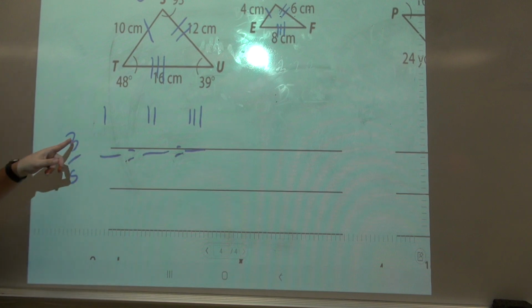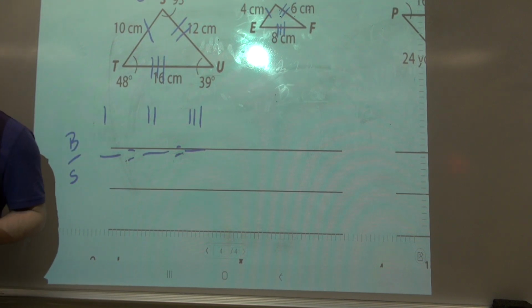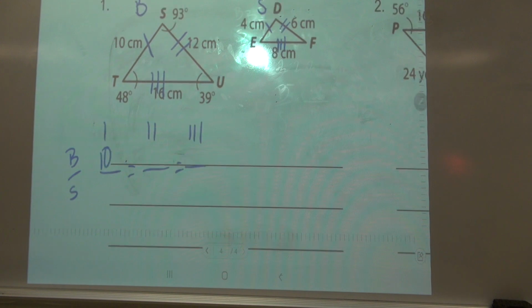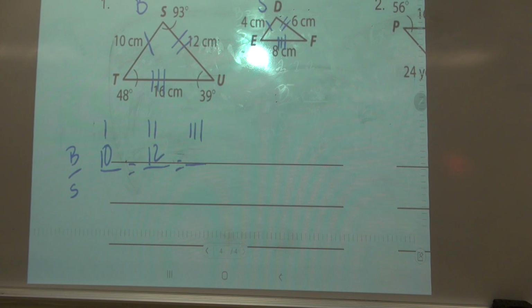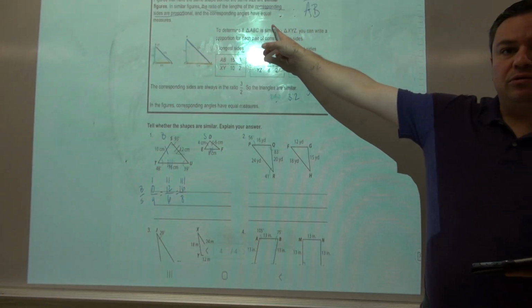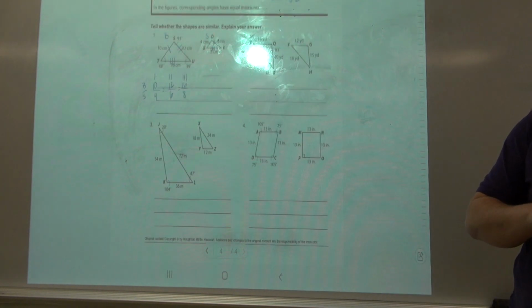These are fractions. So what's B1? What number is B1? 10. What's B2? 12. What's B3? 16. Now what's S1? 4. What's S2? 6. And S3? 8. So now all I have to do is simplify it like on the first example. Okay? Let's go ahead and simplify.